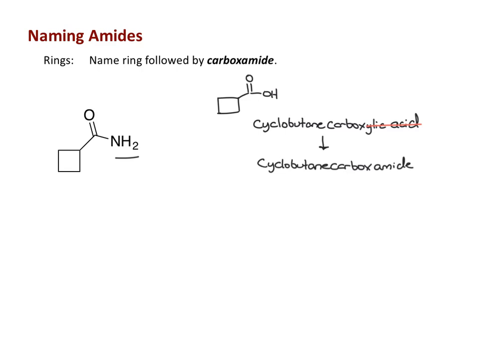If you had any substituents, like say if you had an ethyl group, then you would number this so that that's carbon 1. The ethyl would be carbon 2, and you would just add that to the beginning of the name, 2-ethyl. If you had other substituents, you would just alphabetize them as always.